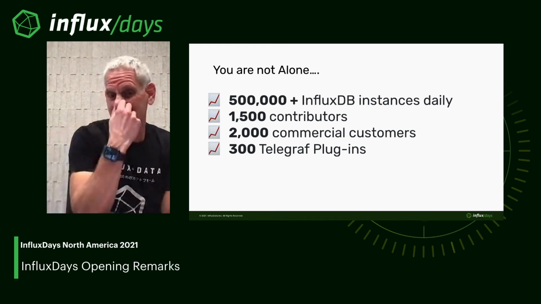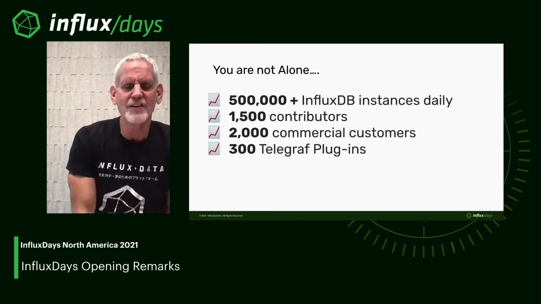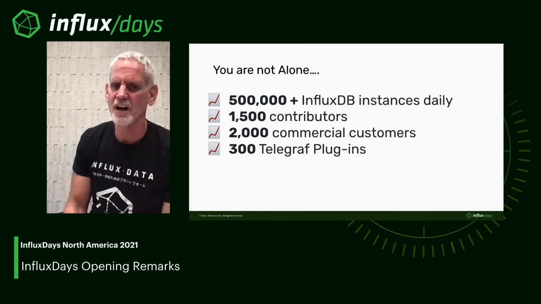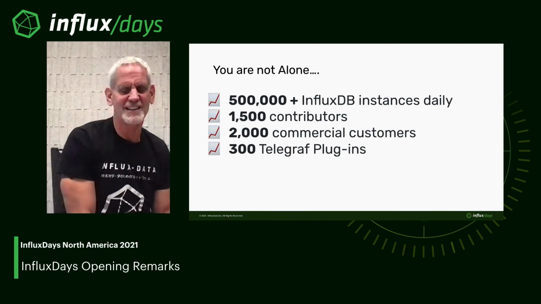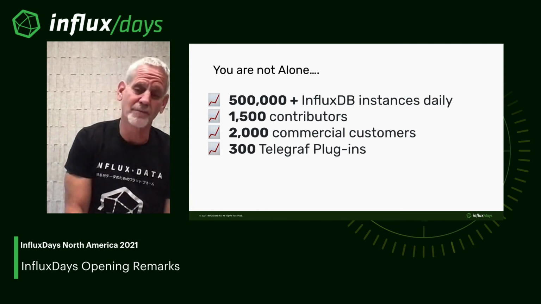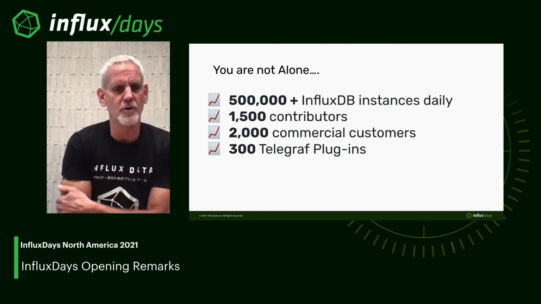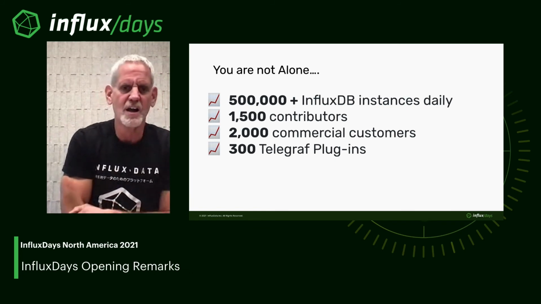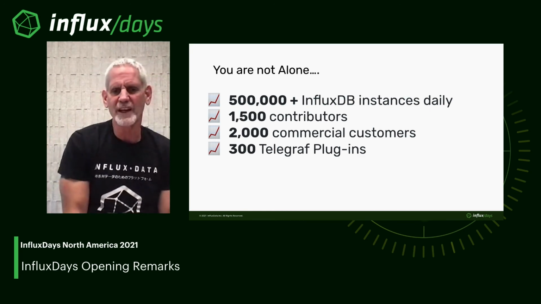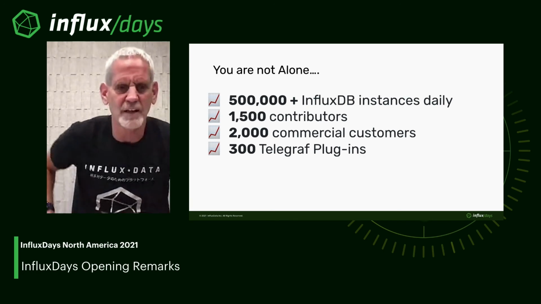So the last thing I would say to you before I go to the agenda is, when you take up this tool and you use it and you help us improve it, you're not alone. There are 500,000 plus InfluxDB instances running daily around the world, and actually probably more instances. Those are IP addresses that we can see. There are 1,500 contributors to the platform so far. There are 2,000 commercial customers for the platform. There are 300 discrete plugins for Telegraf, many of which have been created by the community.